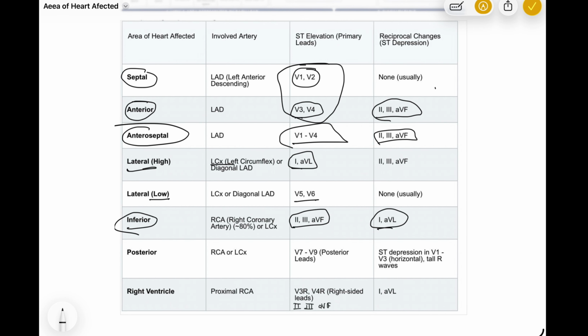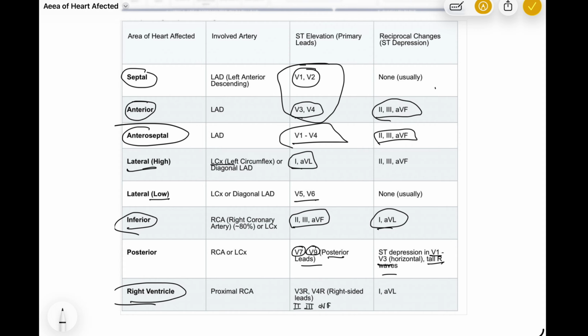So this is about the inferior wall. Now what about the posterior wall? A posterior wall MI can't be diagnosed with a normal ECG. We have to put a posterior lead to diagnose the posterior wall MI. In case of posterior leads, we will get ST elevation in V7 to V9 and the corresponding ST depression in V1 to V3, and tall R waves. Right? Now what about the right ventricle?